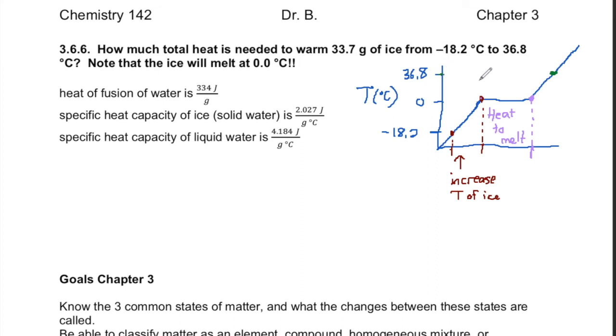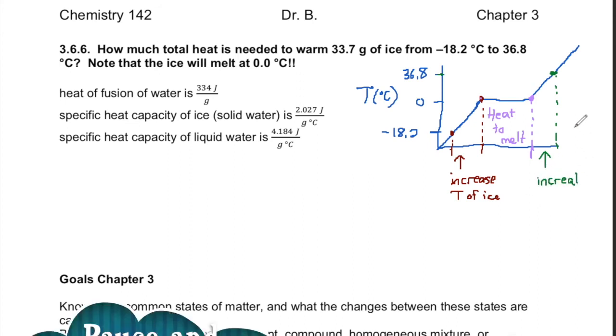36.8 degrees Celsius. So here are our temperatures in degrees Celsius. Starting at negative 18.2, we want to increase that to 36.8. But it's not just a simple line. It's actually happening in 3 steps. First, we're heating it up and increasing the temperature in a linear fashion. Then we have a little break where the heat is not increasing the temperature. It is melting the ice. And then we have another chunk of heat that is heating the liquid water from 0 to 36.8 degrees Celsius. So we're increasing the temperature of the liquid water.